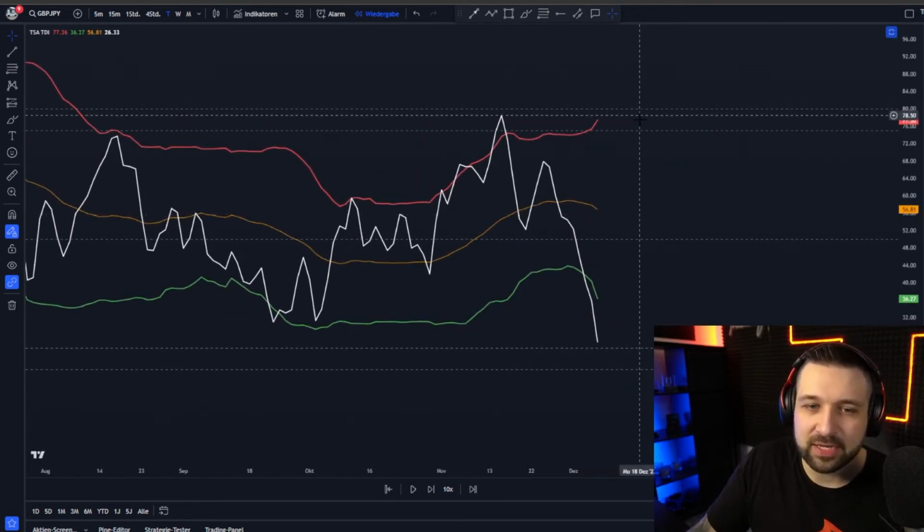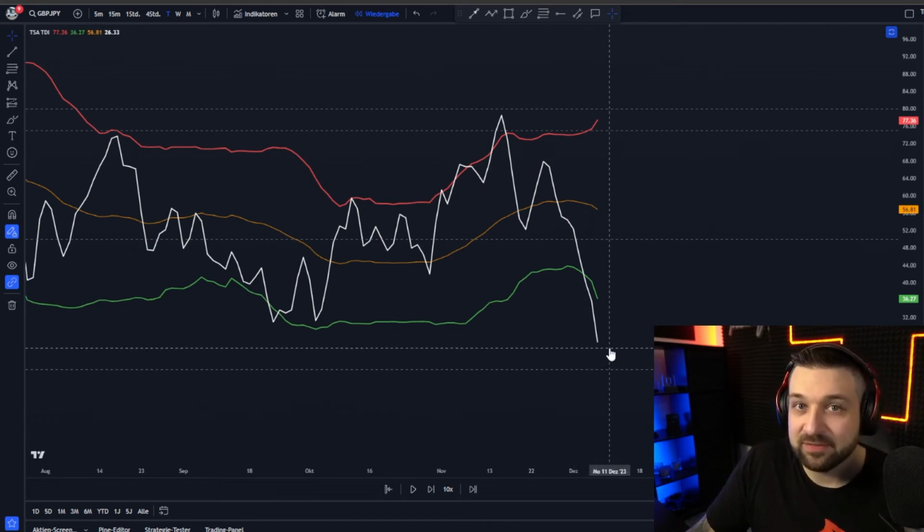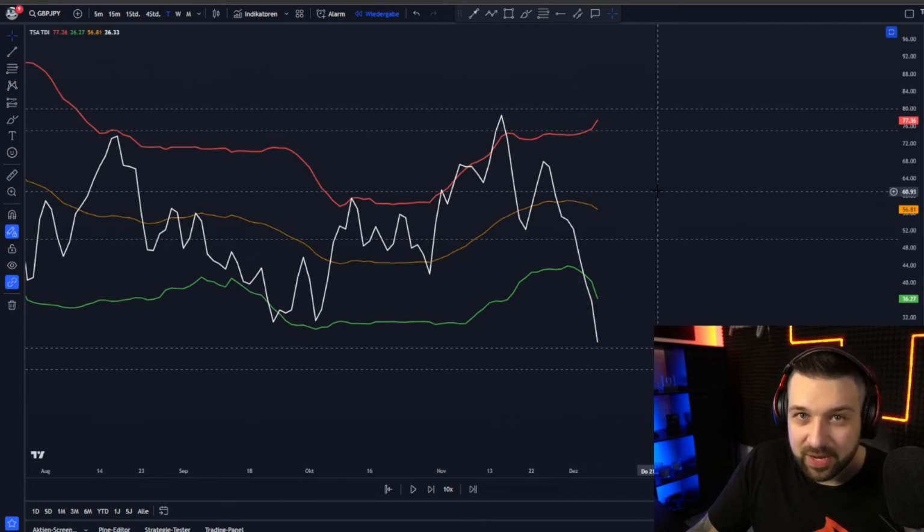For everything that is located above the two dashed white lines in this particular area, we actively search for sell positions, and for everything that is located below this specific area, yes, we actively search for buy positions.